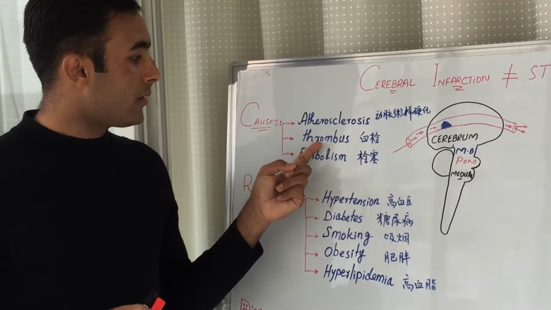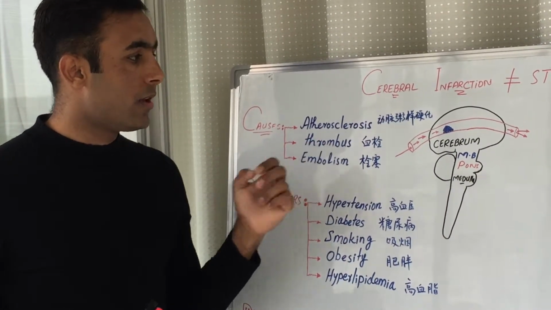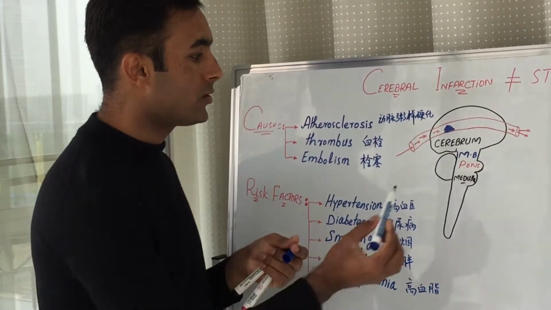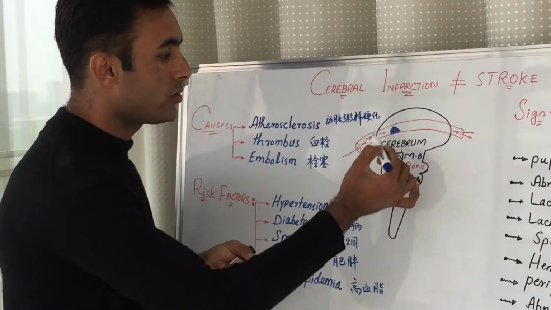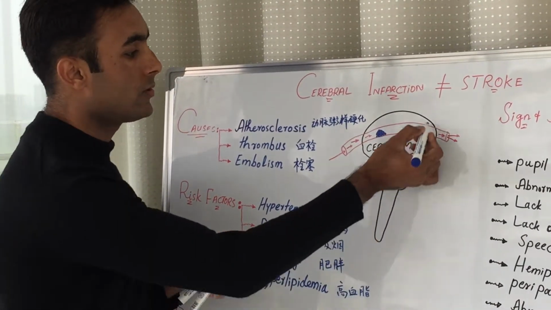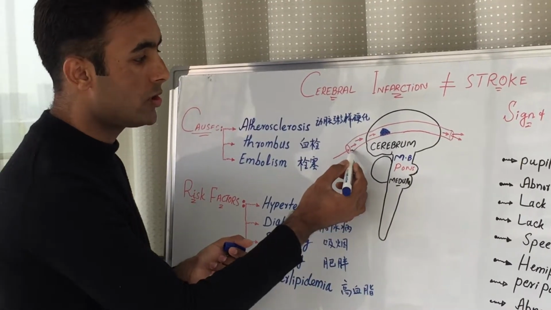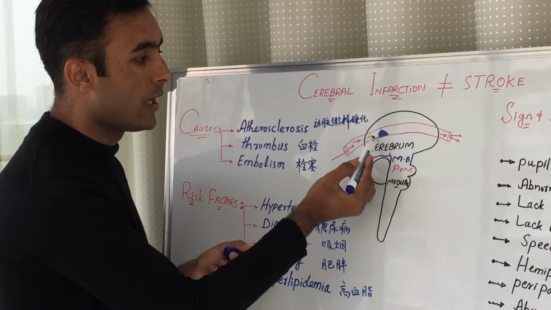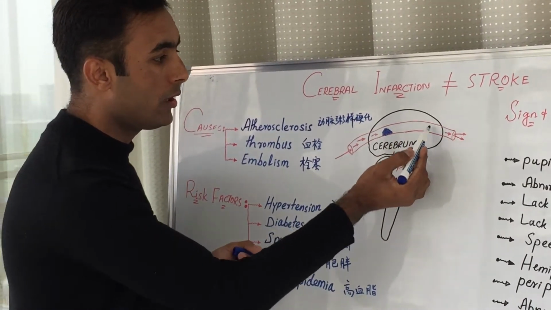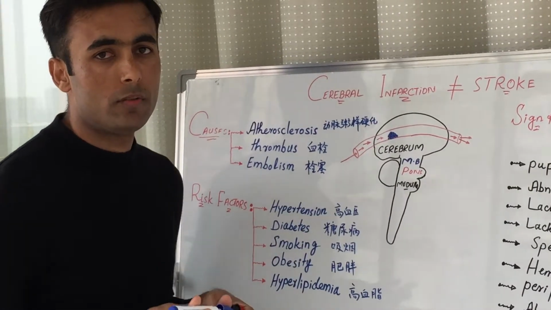Another cause, the second cause, is thrombus. What is thrombus? As I have drawn the structure here, let's suppose this is our central nervous system, as I explained in my previous video. Let's suppose this is an artery going into the central nervous system, giving blood and oxygen to it, and then taking the deoxygenated blood out of it.